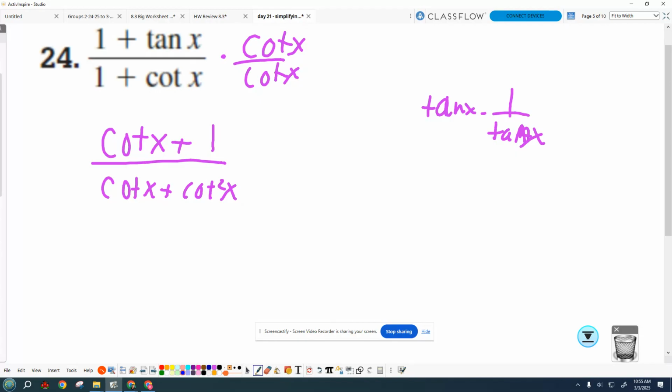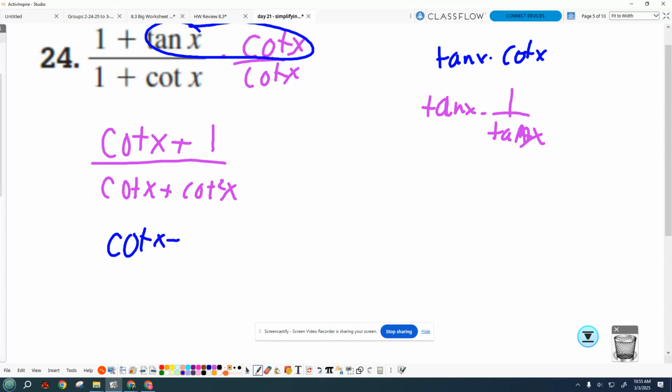Are you guys okay with that first step, or did I completely confuse you? I did combine this one. Tangent times its reciprocal, tangent times cotangent, becomes 1. Look at the denominator. Is there something I can do? Like, maybe I shouldn't have done this in the first place. Maybe I should have just left it as cotangent x.